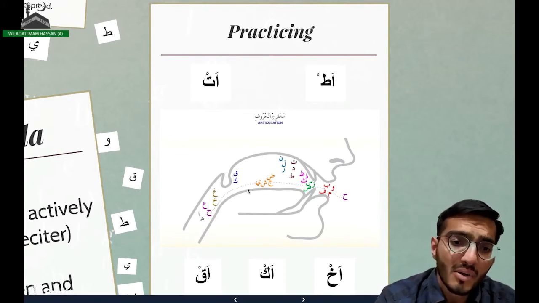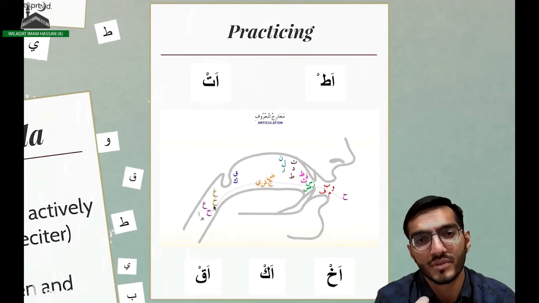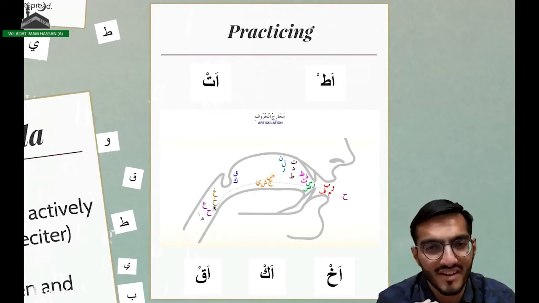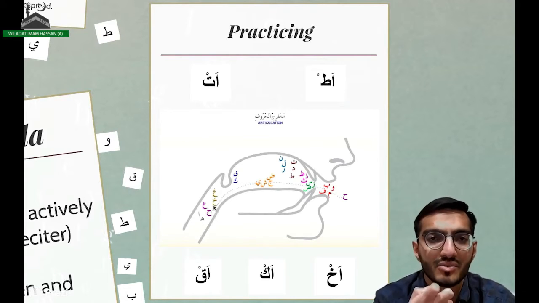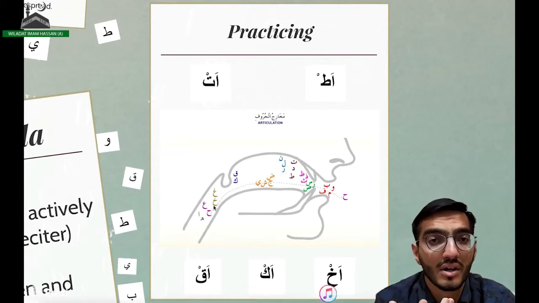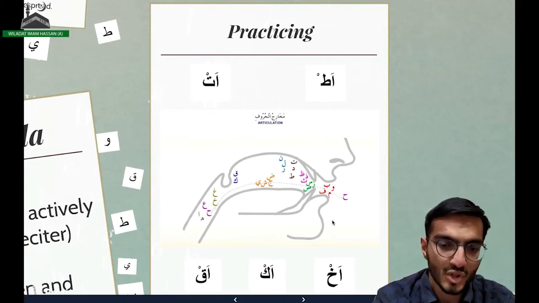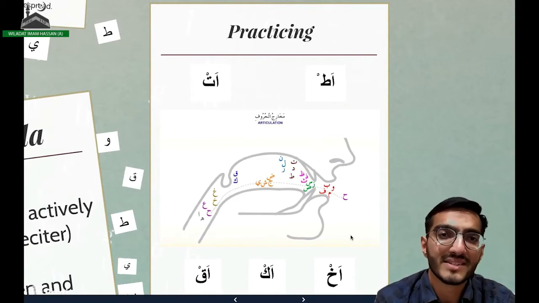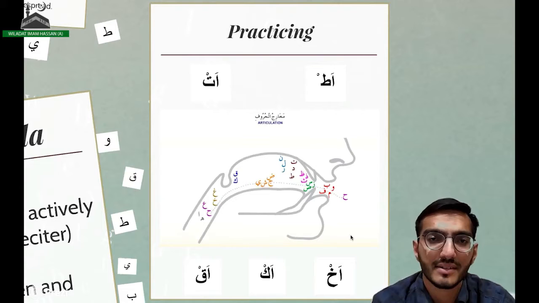We said kha was from the top part of the throat, where we scrape the top part of the throat, and we have to put a bit more effort. So it would be kha, where you're scraping. It wouldn't be ka or qa. You have to differentiate between the two letters. A good way of practicing is, again, alif with the fatha, akh, akh, akh.